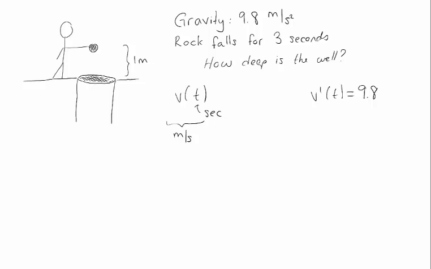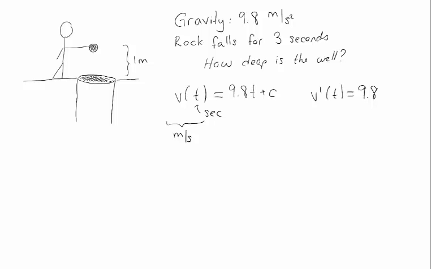Now, if something has a constant derivative, that means that something is a line, right? The only kind of curve that has a constant rate of change is a line. So that means my velocity is a line with slope 9.8. So it's going to be 9.8 t plus some constant, we'll call c.